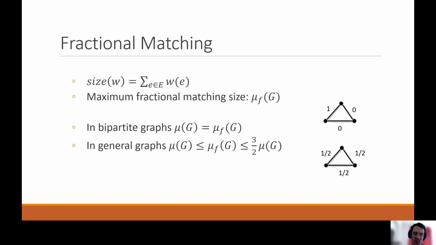And while our results in the paper will hold for general graphs, for the purposes of this presentation, we'll be talking about bipartite graphs exclusively. Do note that in general graphs, things are a bit more complicated because there's a 3/2 integrality gap, as this triangle example demonstrates, between fractional and integral matchings.